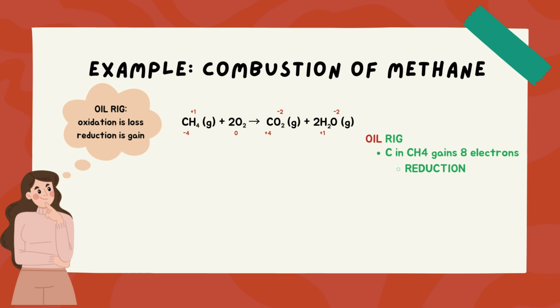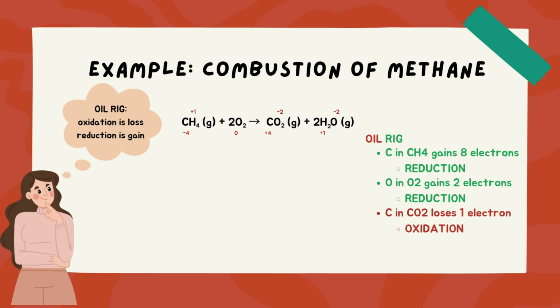Let's now look at oxygen, O2. We went on the reactant side from an oxidation state of 0 to an oxidation state of -2 on the product side. Therefore, it gained 2 electrons, and this is again a reduction. Let's now look at CO2, or carbon dioxide. It goes from an oxidation state of +1 to 0. It lost 1 electron, and therefore this is an oxidation.